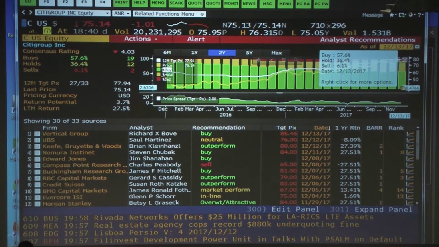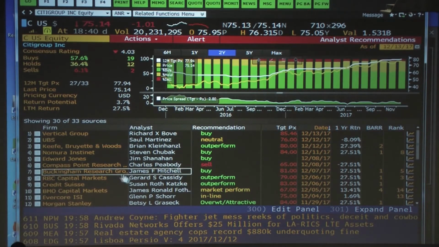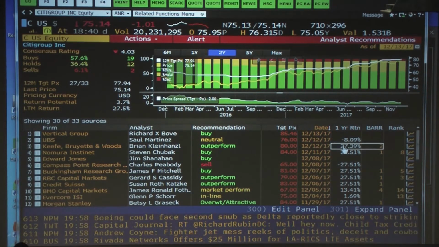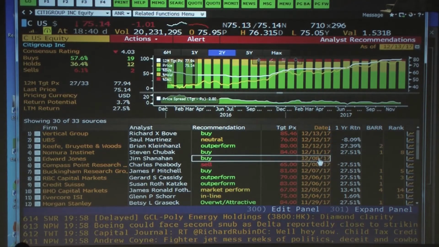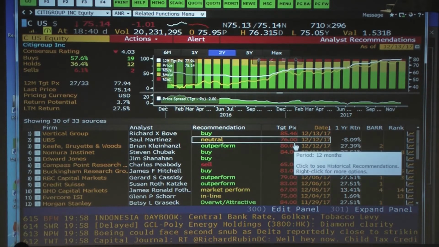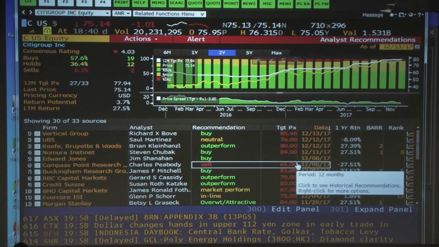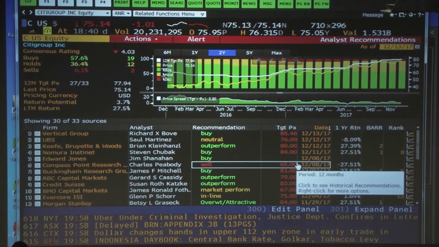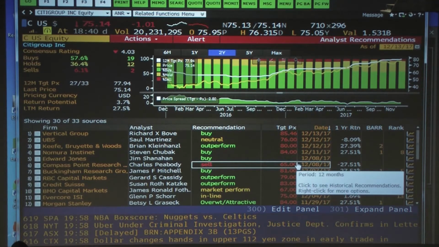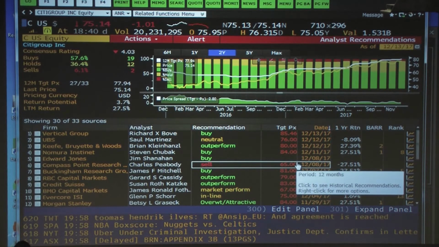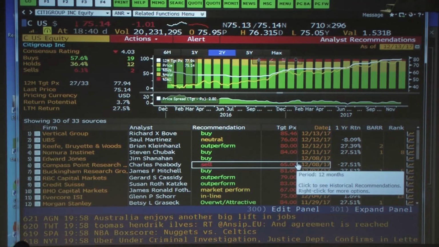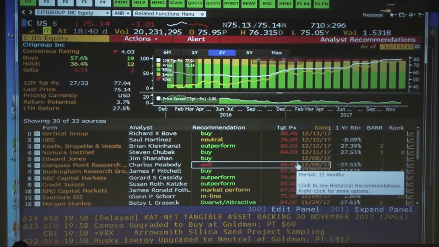So it's just a good way. You can look at the analysts, you can see the firm, you can see the 1 year return of how they've done, you can see what their target price is. So a lot of these analysts are saying that Citigroup is supposed to be worth more than the $75 it's worth today. So is that a sign of good things to come? Only time will tell, because these analyst ratings can be changed on a daily basis. Market events happen on a daily basis. These things change very quickly.